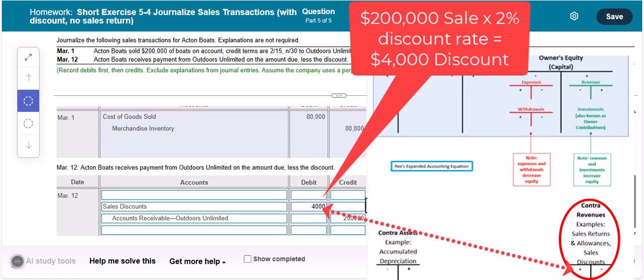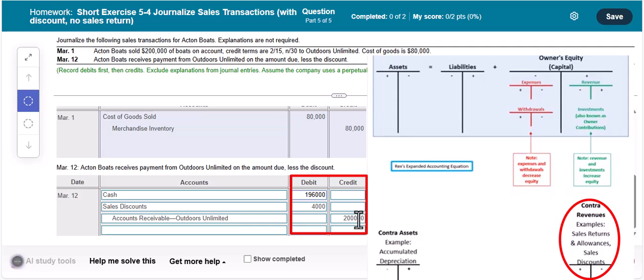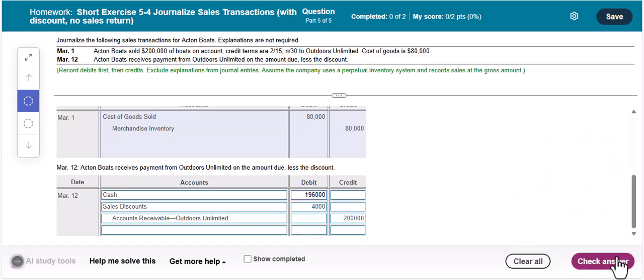Now you'll notice our transaction does not balance. What are we receiving? We are receiving a payment of cash. So our cash is going to be going up with a debit as well. So we're going to need the balancing amount, which will be 196,000 in order to get debits to equal credits. And then you'll notice if we put the sales discount for some reason on the credit side, that would not balance our transaction. So that, again, is another reason why sales discounts are debited, outside of what we reviewed in the T account. So let's go ahead and check our answer. Excellent.